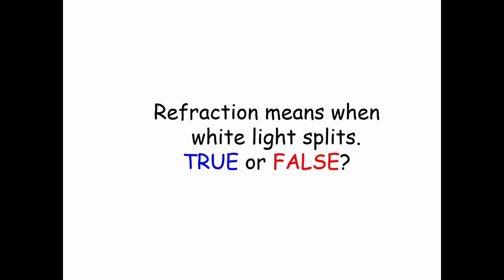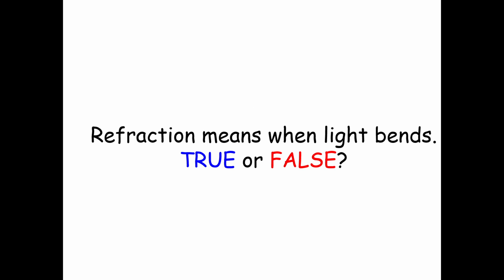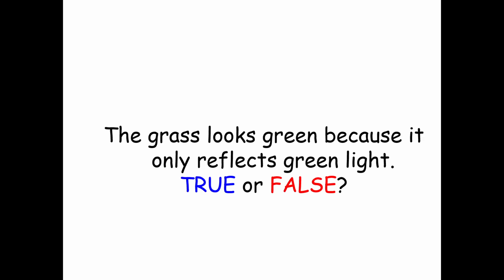Refraction means when white light splits. True or false? Well, kind of true. Refraction is where the light is bending, and of course if you keep refracting it, it will then cause it to split up. Refraction means when light bends. This is true. The grass looks green because it only reflects green light. This is true.